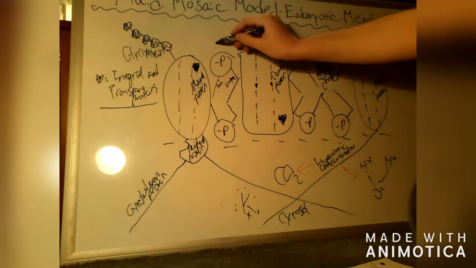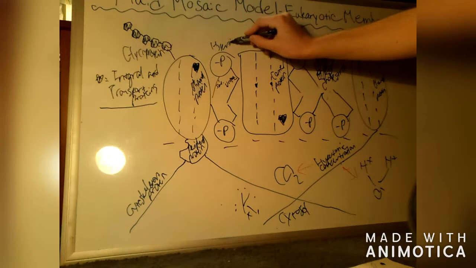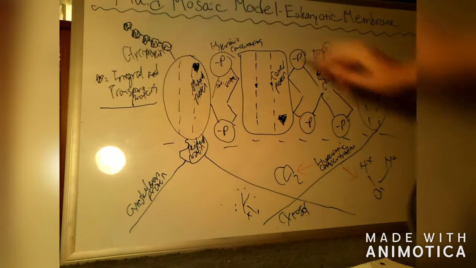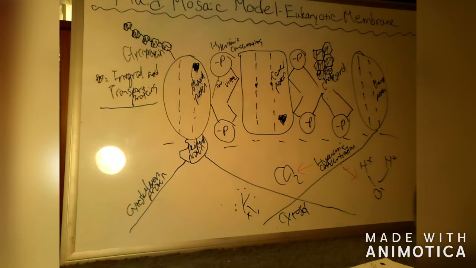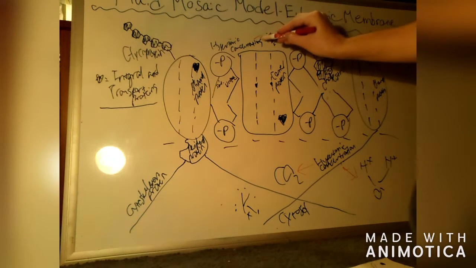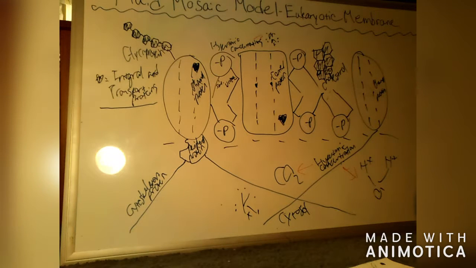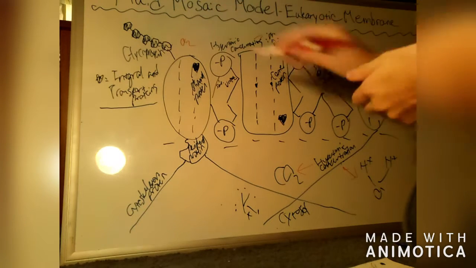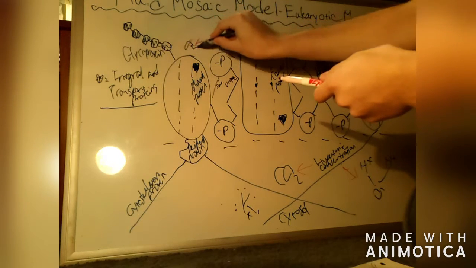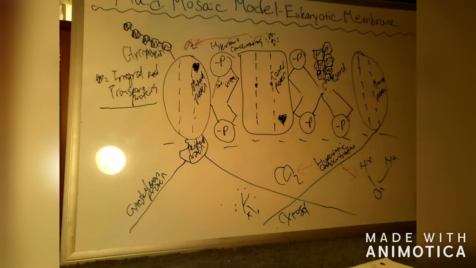So, hypertonic concentrations of an ion of sodium. We're going to have hypertonic concentration of O2. Whoops. There we go. Have hypertonic concentration of C6H12O6.